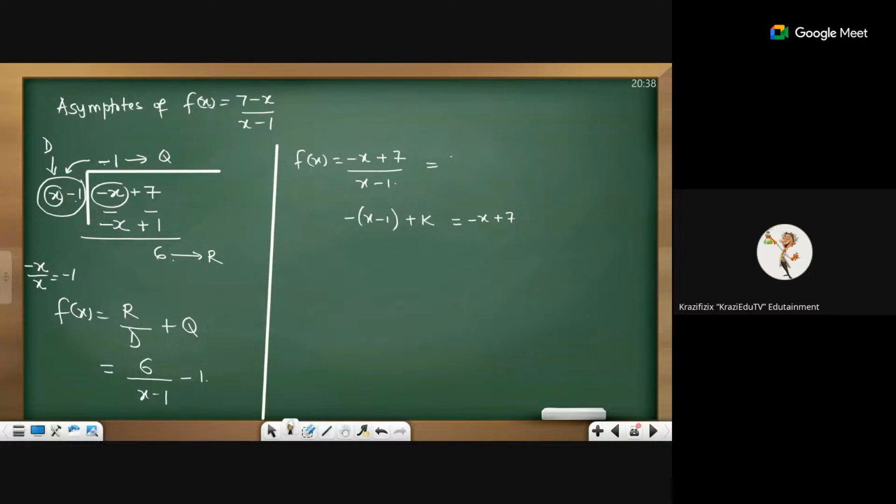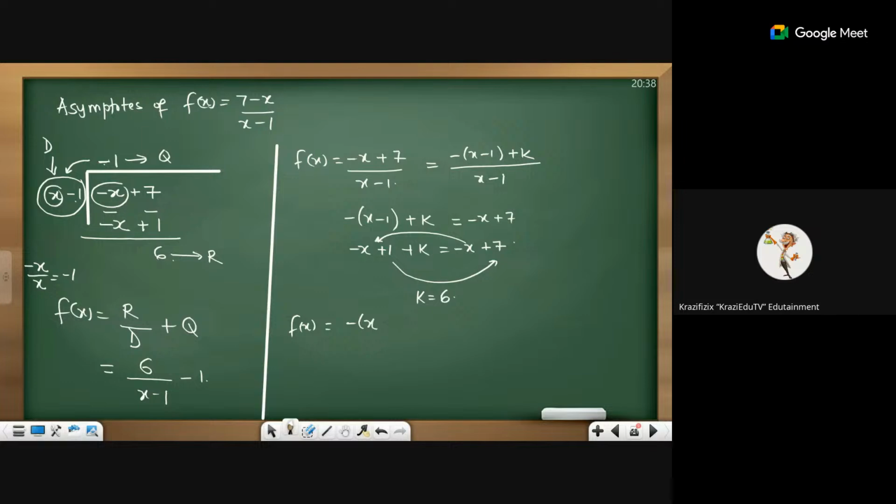Or let me write this way. I am putting x there. All right, that's what I'm doing. I am replacing my x with x minus 1, then I'm adding a constant. But the numerators should be the same. Let's expand. Negative x plus 1 plus k, negative x plus 7. If I bring this negative x here, what happens? It cancels. If I take this 1 over there, what happens? K becomes 6. It means my f of x can now be written as what?